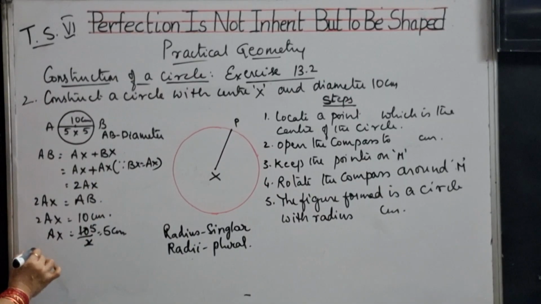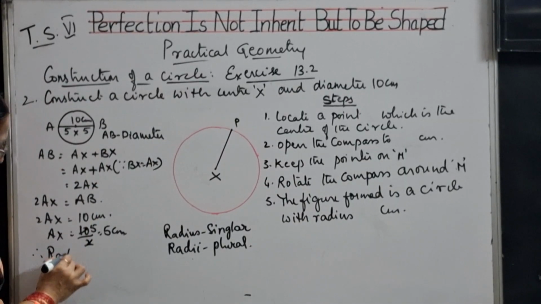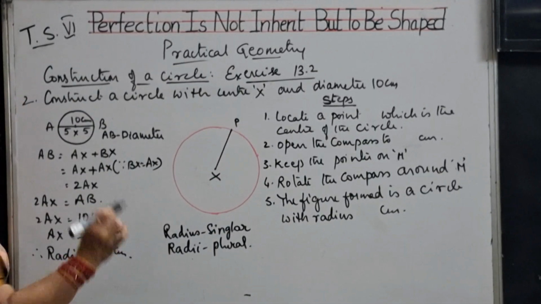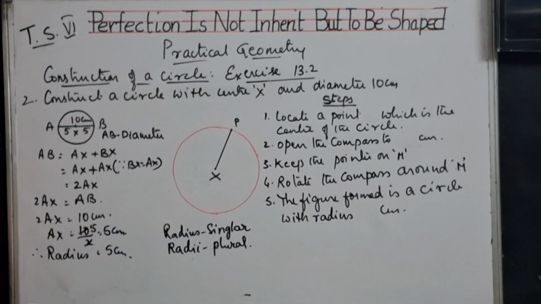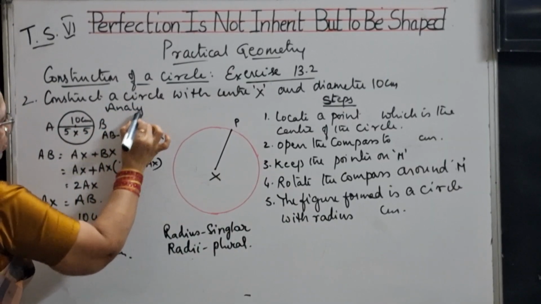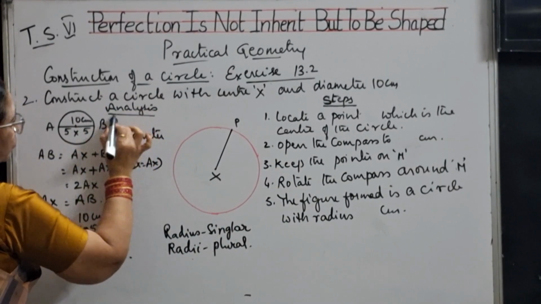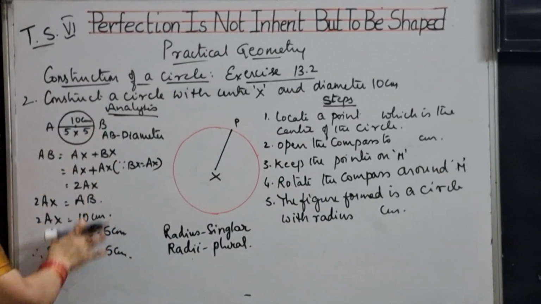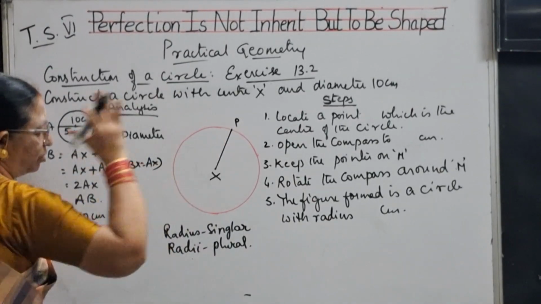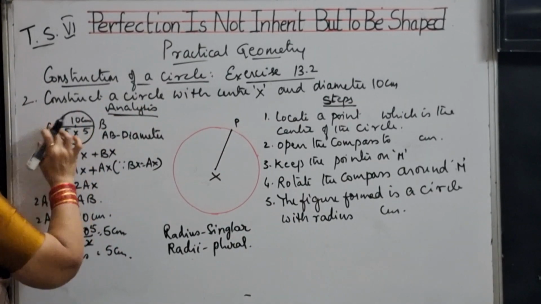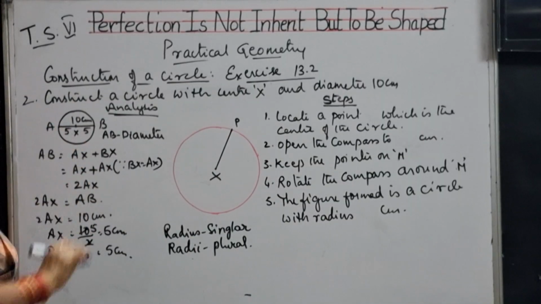So what is the radius? Radius is equal to 5 centimeters. This whole part is called the analysis, children. You are analyzing the problem, because without analysis you cannot do the construction. So what is the analysis part of this? You have drawn a circle and a diameter with center X.